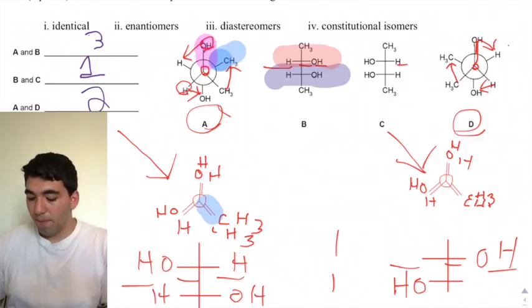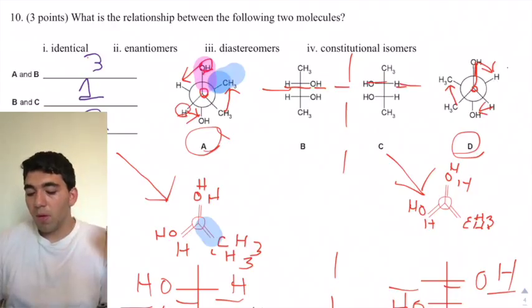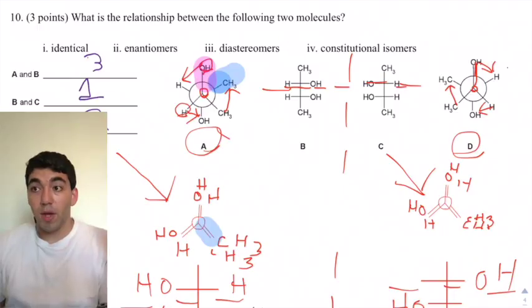Now if I look at B and C, the two Fisher projections, I could have just done that without doing RNS as well. Just by knowing that, hey, these are mirror images of each other, but they're meso. Meso compounds can't have enantiomers, so therefore they have to be identical.